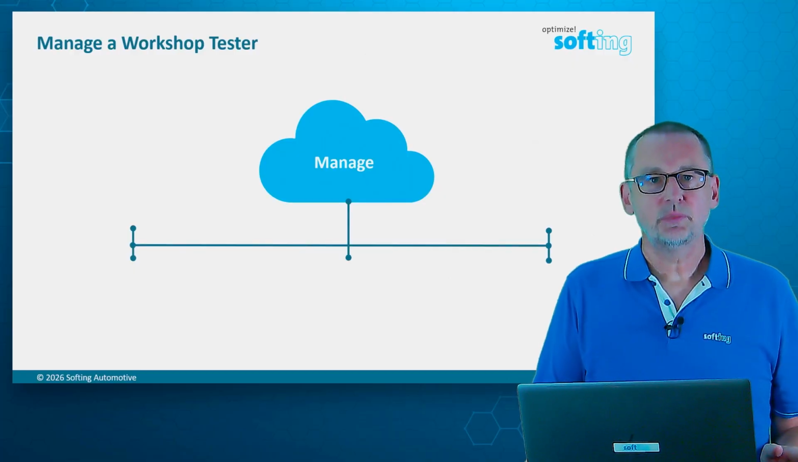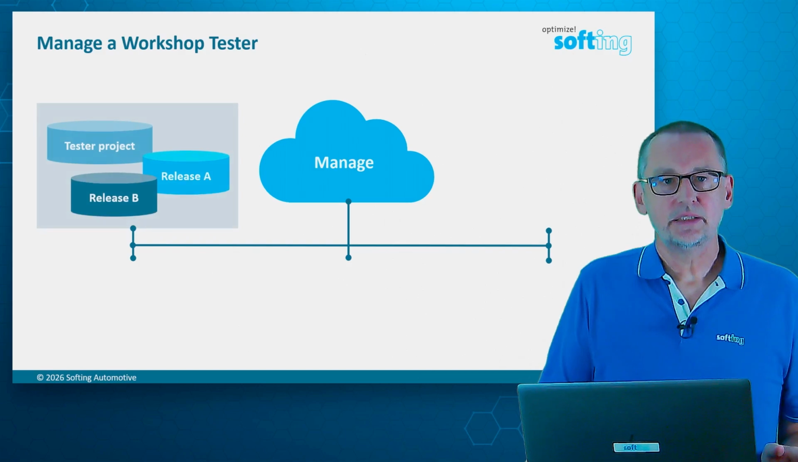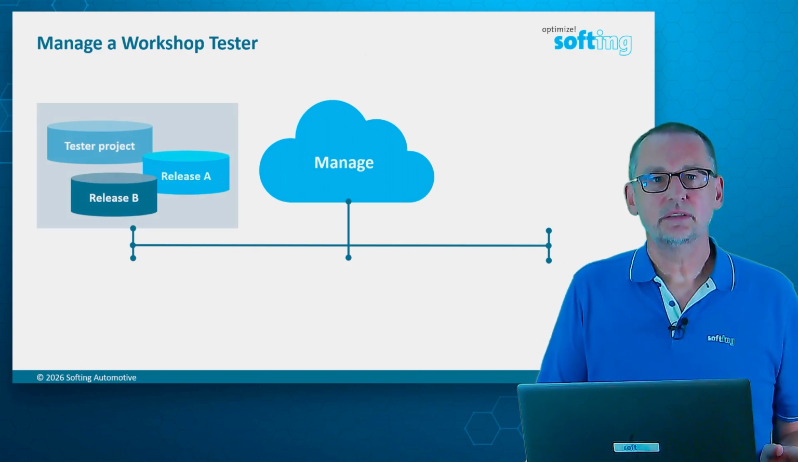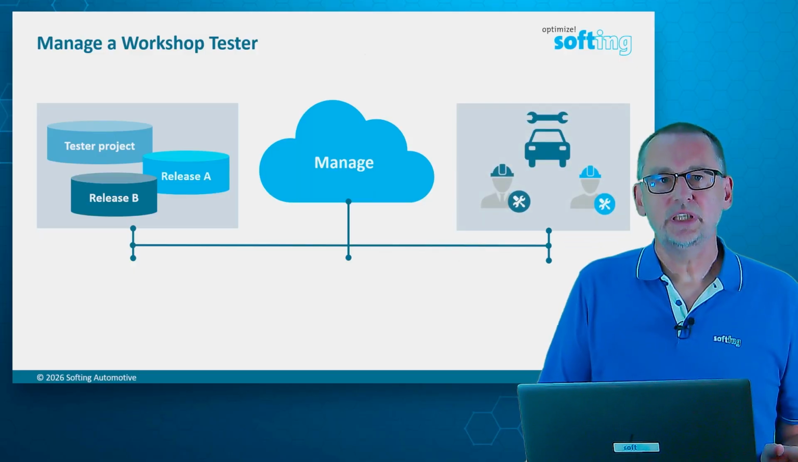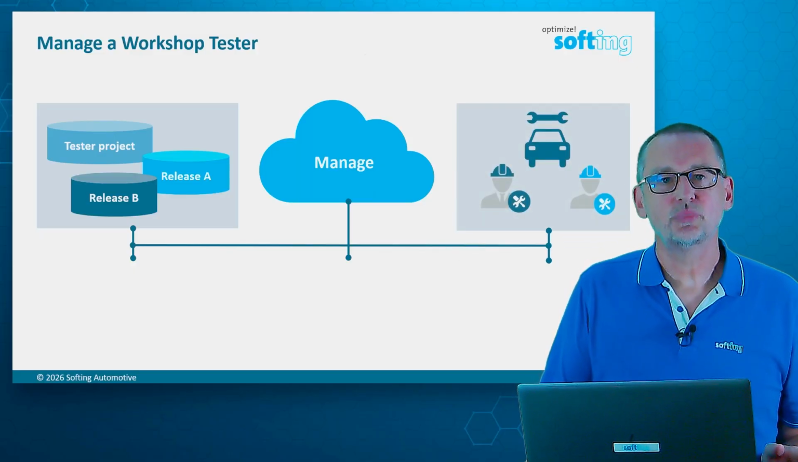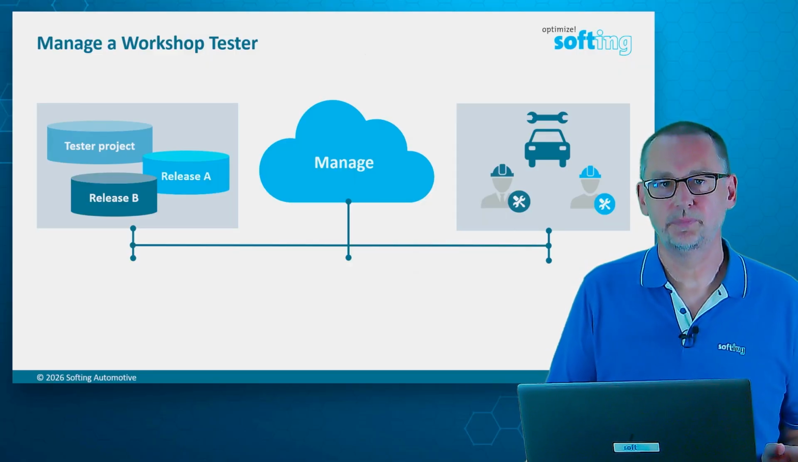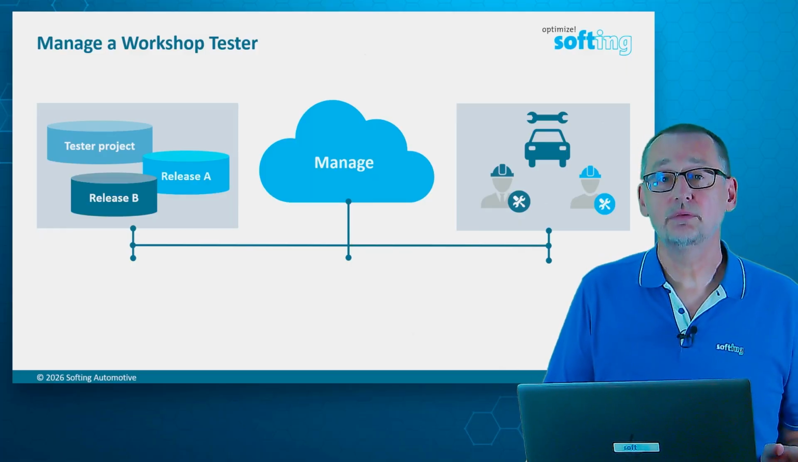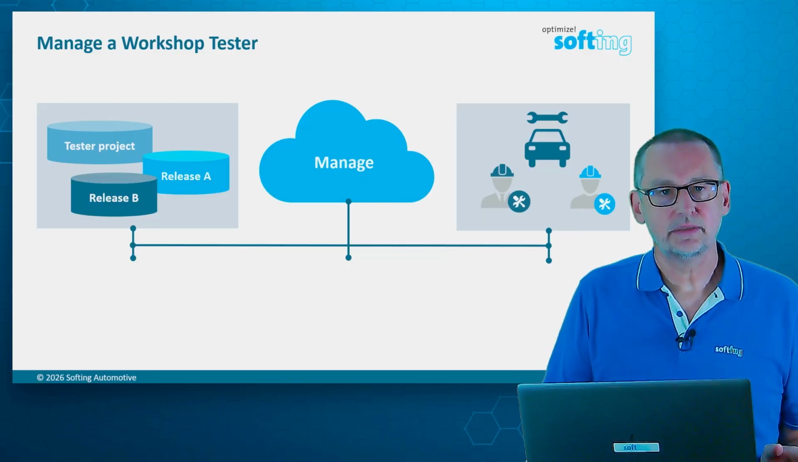After the tester has been designed, we move to the manage phase. Defined releases such as release A and B are created from the tester project. These versions can be centrally managed, approved and distributed to the appropriate workshops or users. The system can also control which functions are available and which users are authorized to access them.